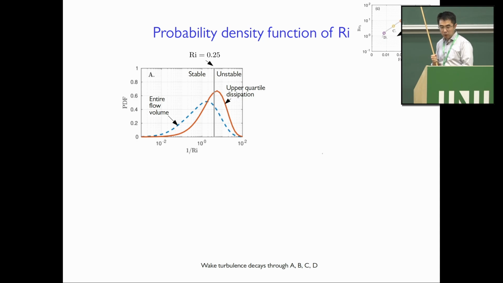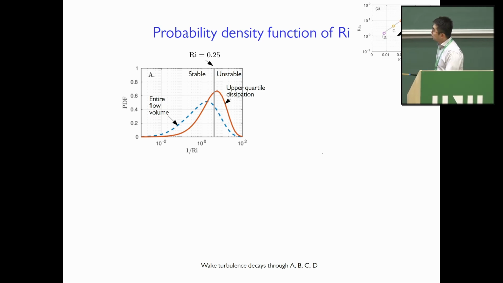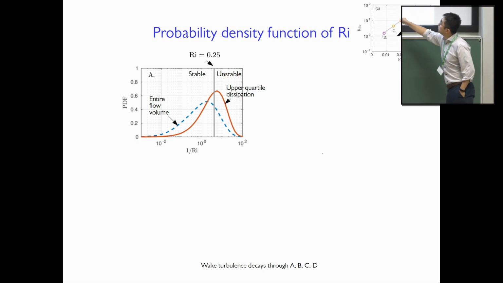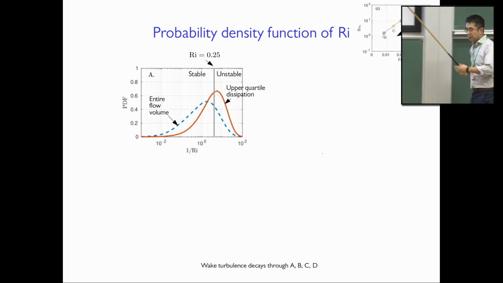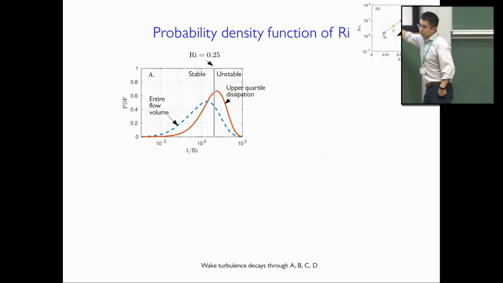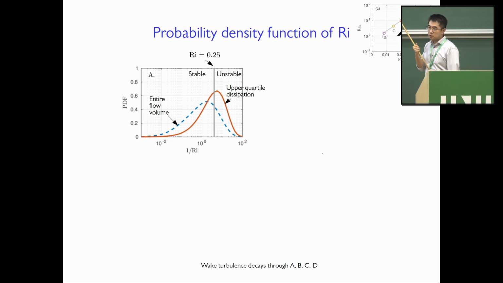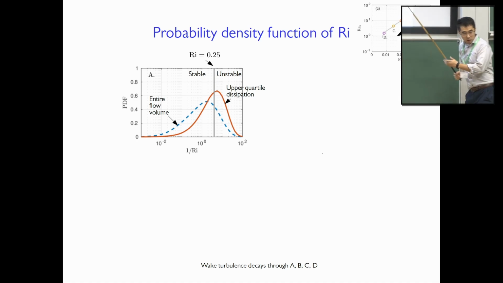So I am looking at the PDF of this 1 over Ri quantity and trying to apply it to the 4 snapshots right here. You can see them in the corner. If I look at the PDF of Ri for the entire flow volume, it doesn't really have that peak at a quarter that we expected. But again, following Smyth et al., if we conditionally sample the flow for the upper quartile of dissipation, the top 25% in terms of dissipation rate, we do see that peak very close to a quarter.